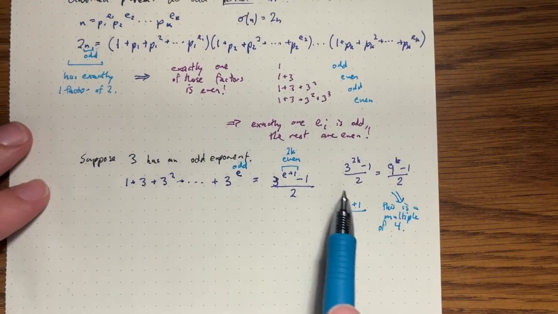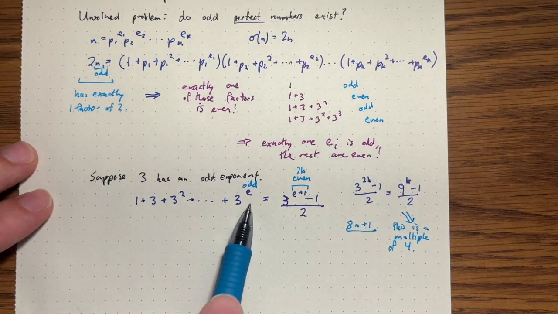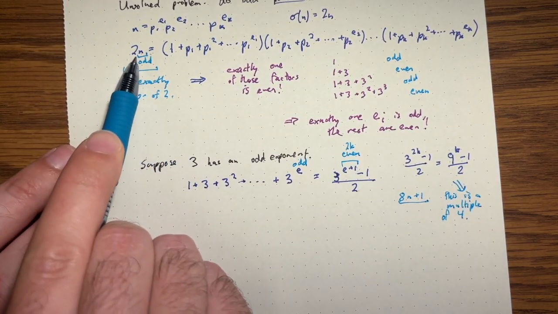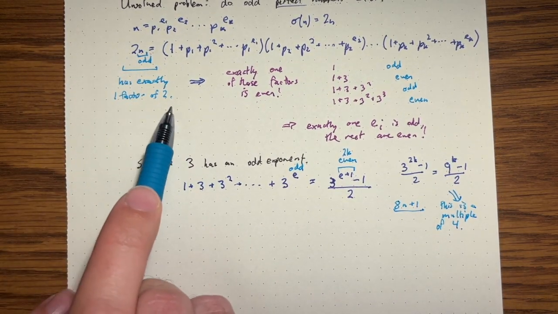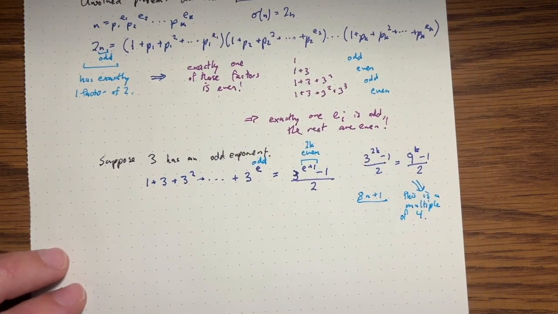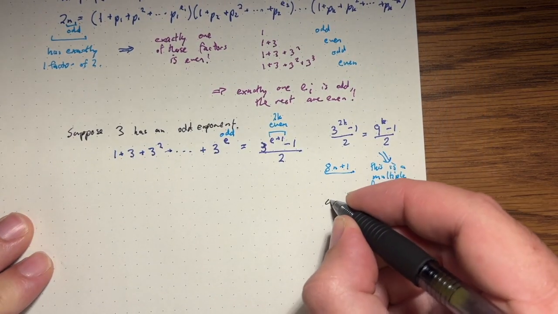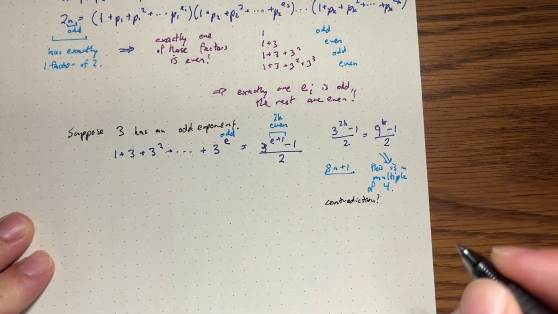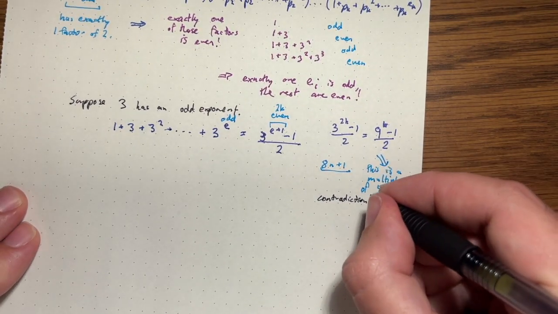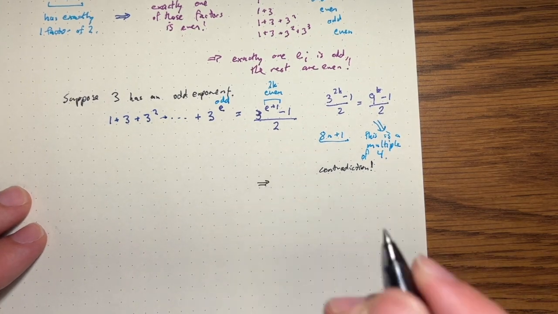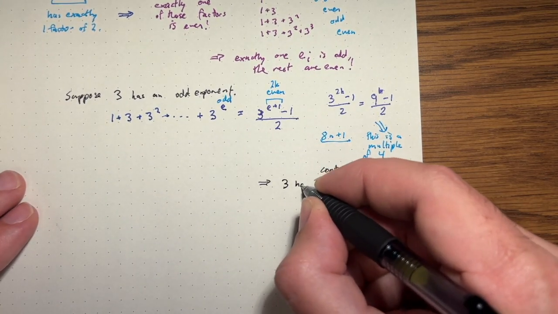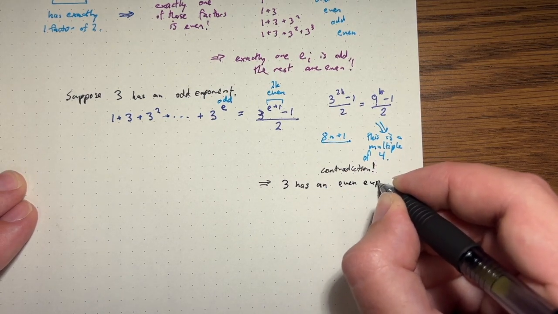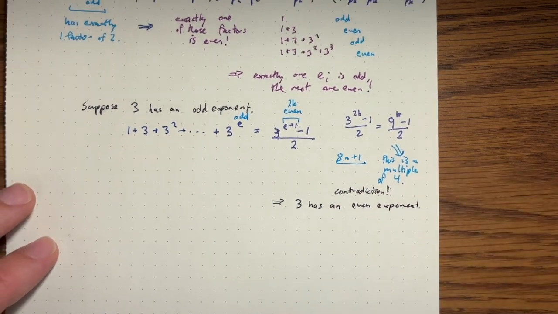And that's a contradiction, because if we had a multiple of 4 here, we only have one 2 on this side. There's exactly one factor of 2. So there's a contradiction here. So what's the takeaway? 3 has to have an even exponent.